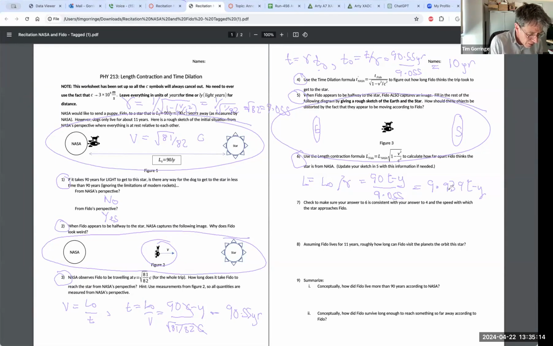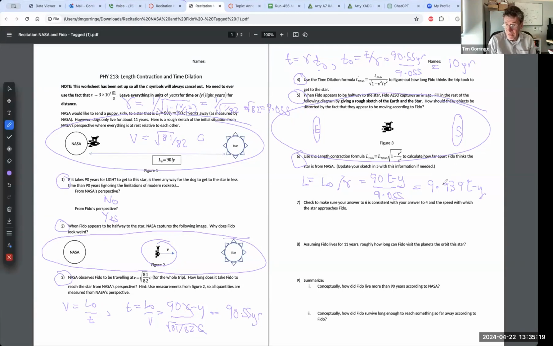That's 9.939 light years. That's how Fido can get there in 10 years, because the distance is so contracted and he's going so fast, very close to the speed of light. He can make that in 10 years. This is the time, 9.939 years, that light would take to travel that distance. And Fido's taking a little bit longer because he can't quite go at the speed of light.